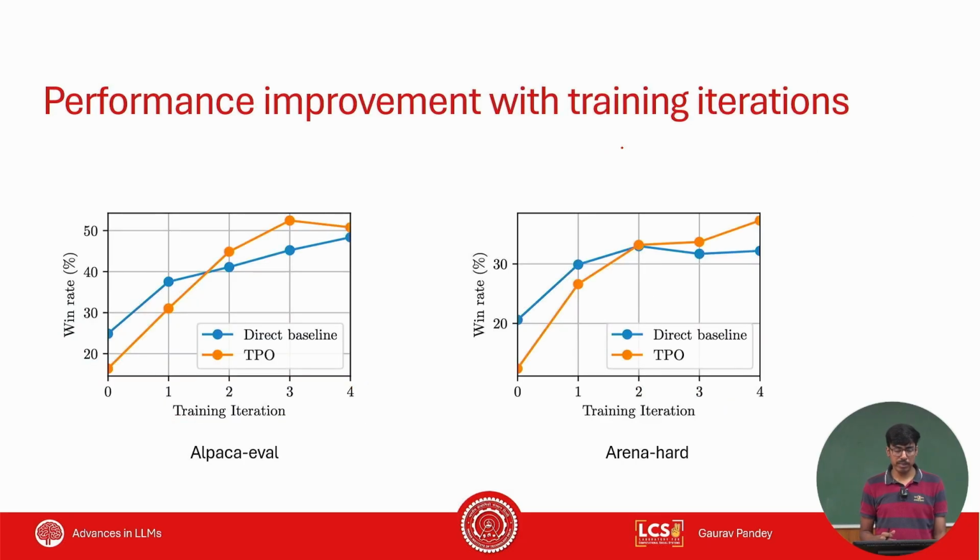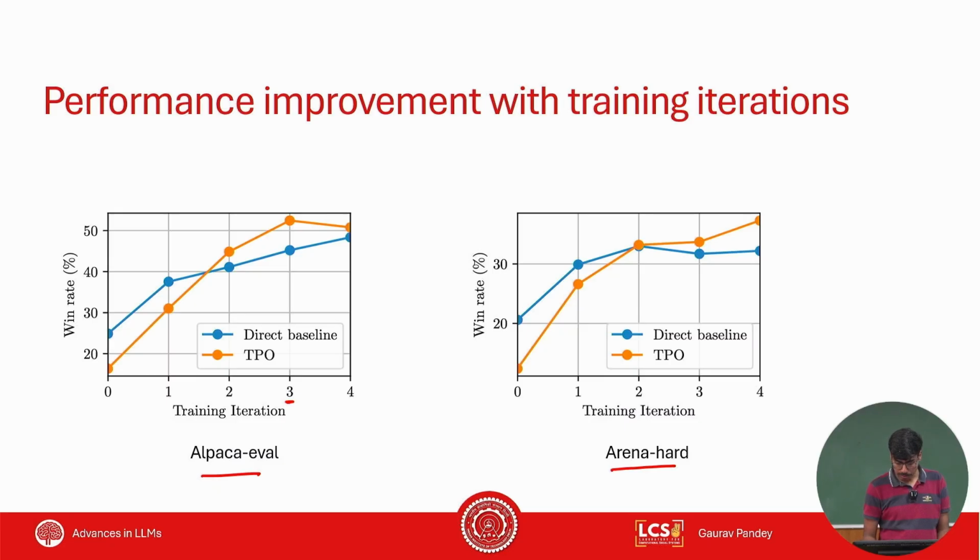And this is a performance improvement with training iterations. You can see that the performance for Alpaca Eval improves till three iterations, and then it starts dropping somewhat. Similarly, on Arena Hard, also the blue curve is basically your TPO curve, and the performance. Sorry, the blue curve is not the TPO.